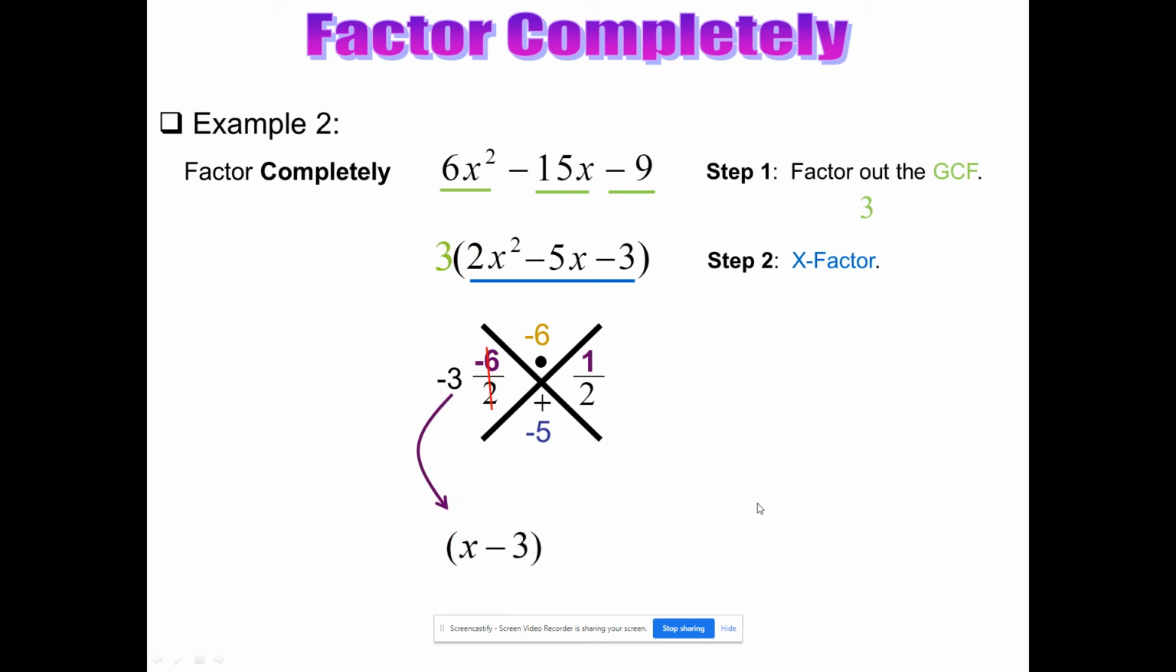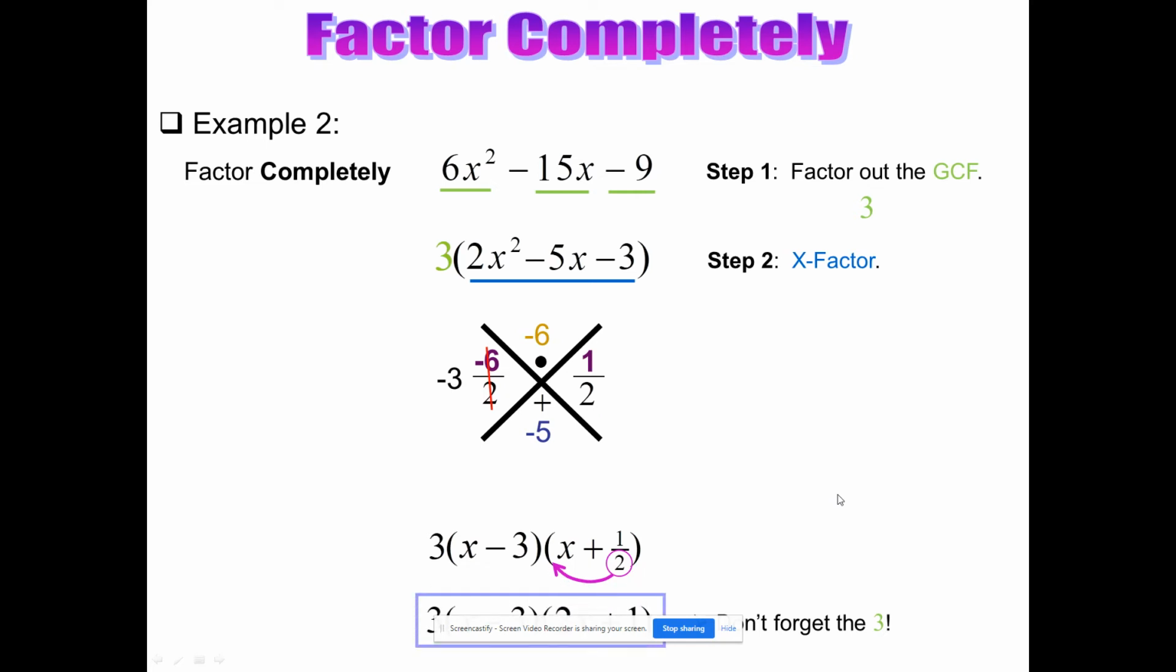So we got this x minus 3. We got this x plus 1/2. But remember, we want to bring that 2 over. Don't forget the 3. We want to bring that 2 over. And we end up with 3 times the quantity x minus 3 times the quantity 2x plus 1. And again, if I multiplied this out, I would end up with what we have here.